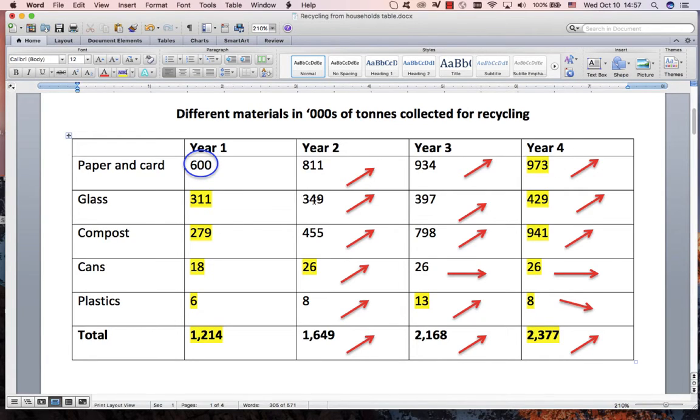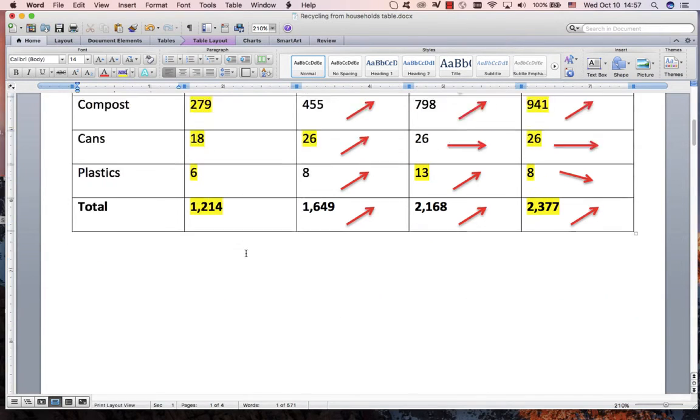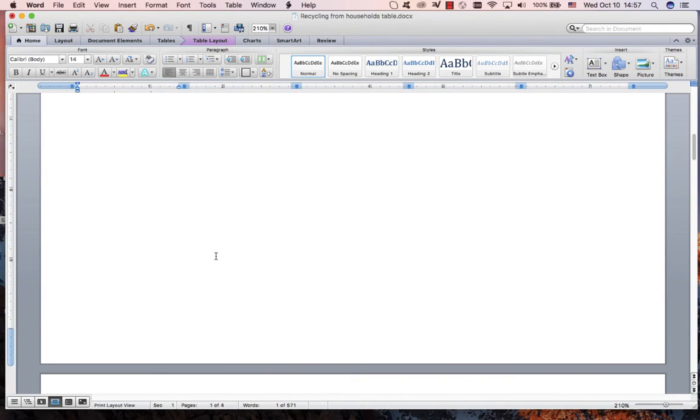600 to 900, 311 to 429, 279 to 900. That's big. 18 to 26, 6 to 8. All right, so compost increased the most. So there's our comma which. Great. We'll do that, remember, for compost.